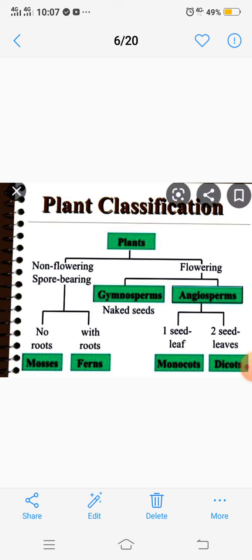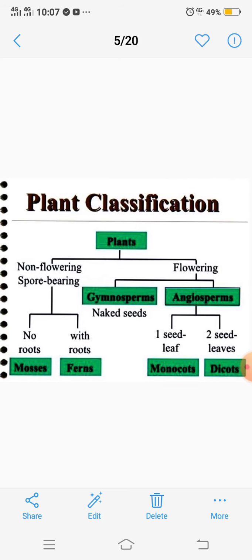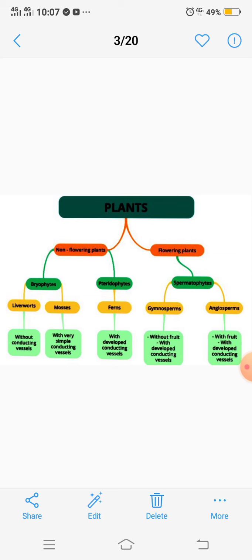Okay, into how many groups is the flowering plant divided? We divide flowering plants into two groups: one is gymnosperm, the other is angiosperm. And how is angiosperm further subdivided? It is divided into two groups: one is monocots and the second is dicots. And into how many groups are non-flowering plants classified? They are classified into two groups: one is mosses, which have no roots, and the other is ferns, which have roots.